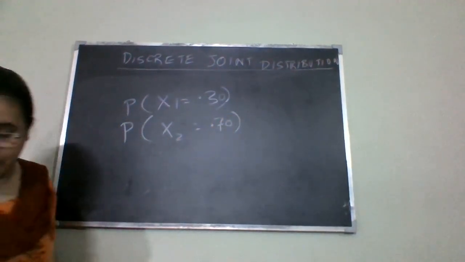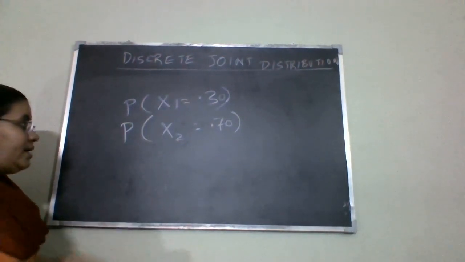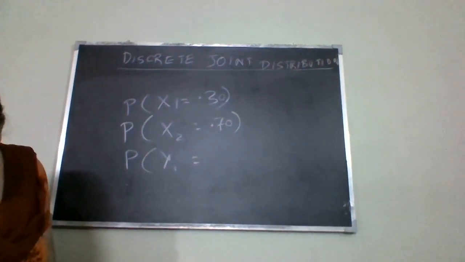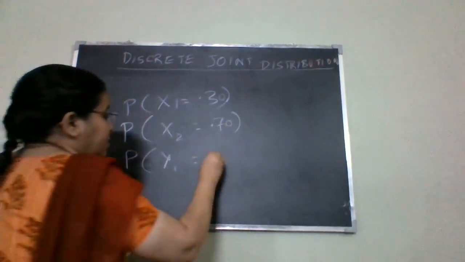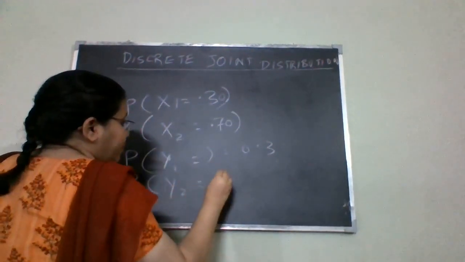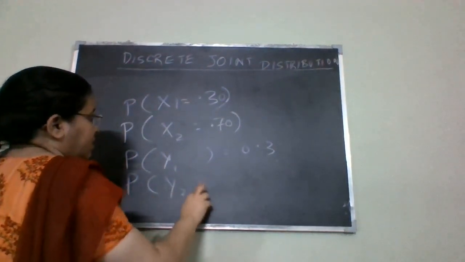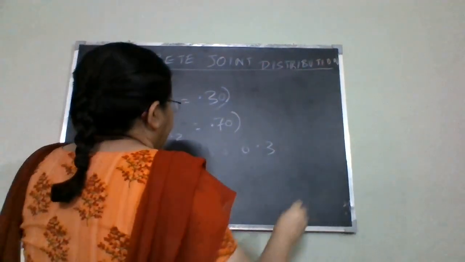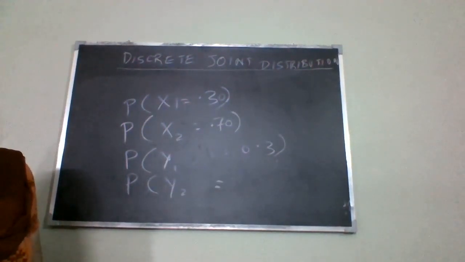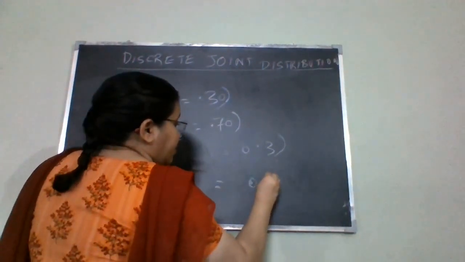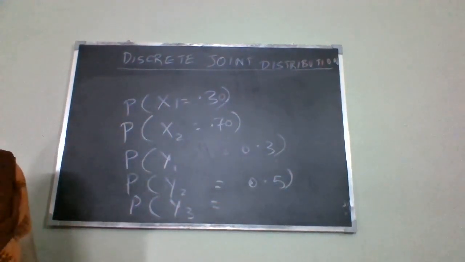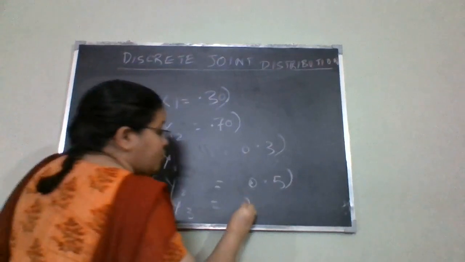Similarly, we will now write down the Y's. For P(Y1), we have 0.3 again. For P(Y2), we have the value as 0.5, and for P(Y3), we have the value as 0.2.